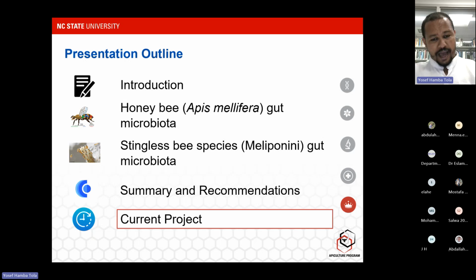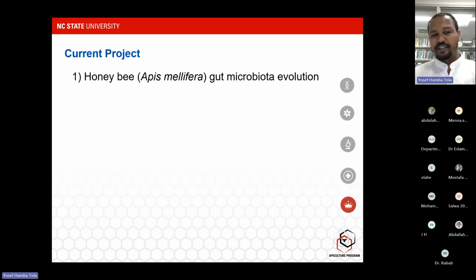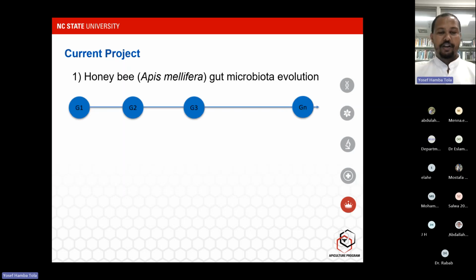Finally, I would like to take you through my current project, which is only two slides for my two projects. My first current project is still on honeybees, Apis mellifera, but in different ways. I focus on the evolution side. We now know the microbes associated with the bees, either in the northern hemisphere or the tropical region.